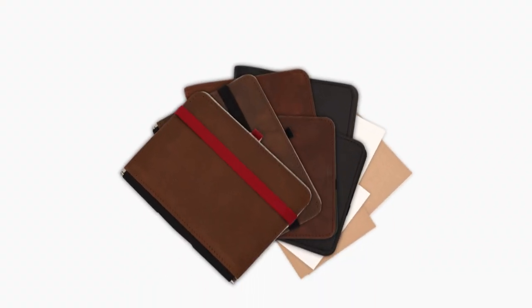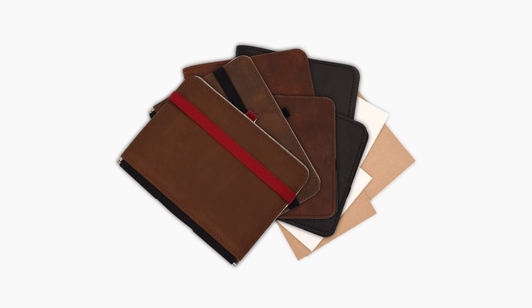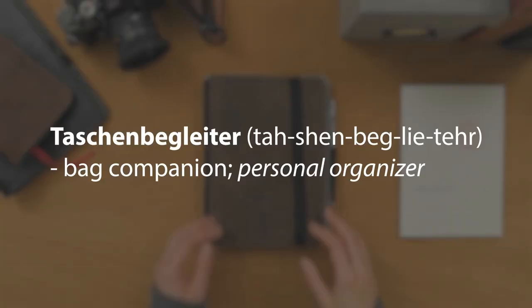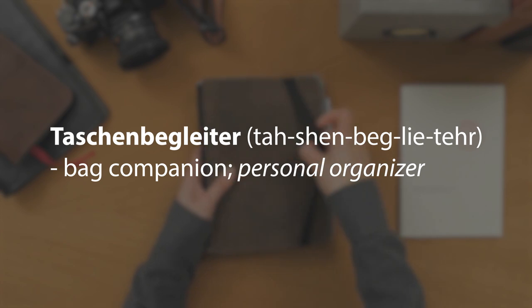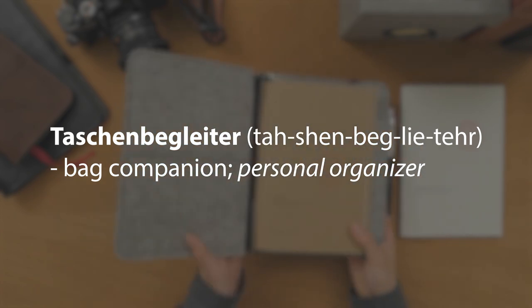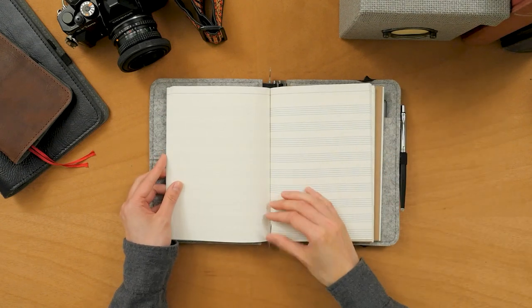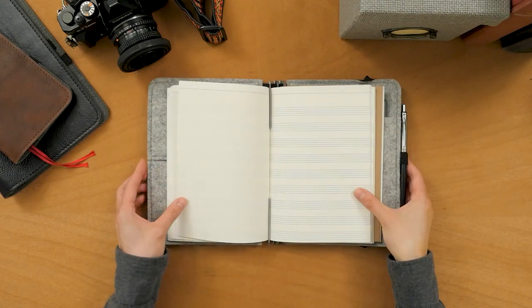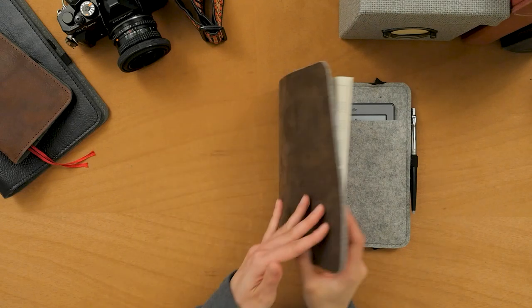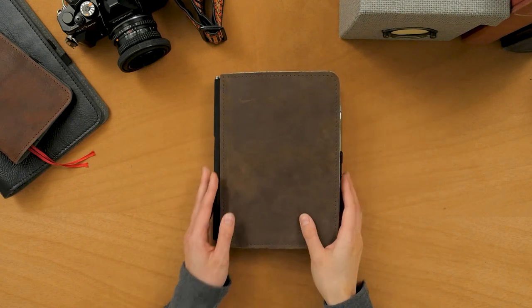The Taschenbegleiter is the base of Roterfaden's organizer system. The name Taschenbegleiter suggests a personal organizer and translates literally to bag companion from German. It works like a refillable notebook cover. Available in either A5 or A6 sizes, it's portable enough to take with you wherever you go.